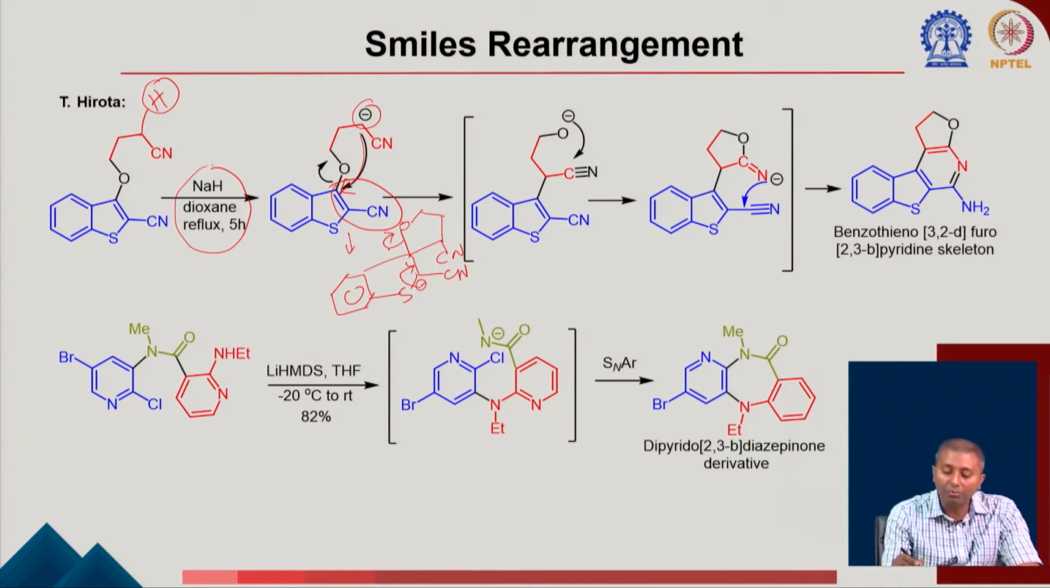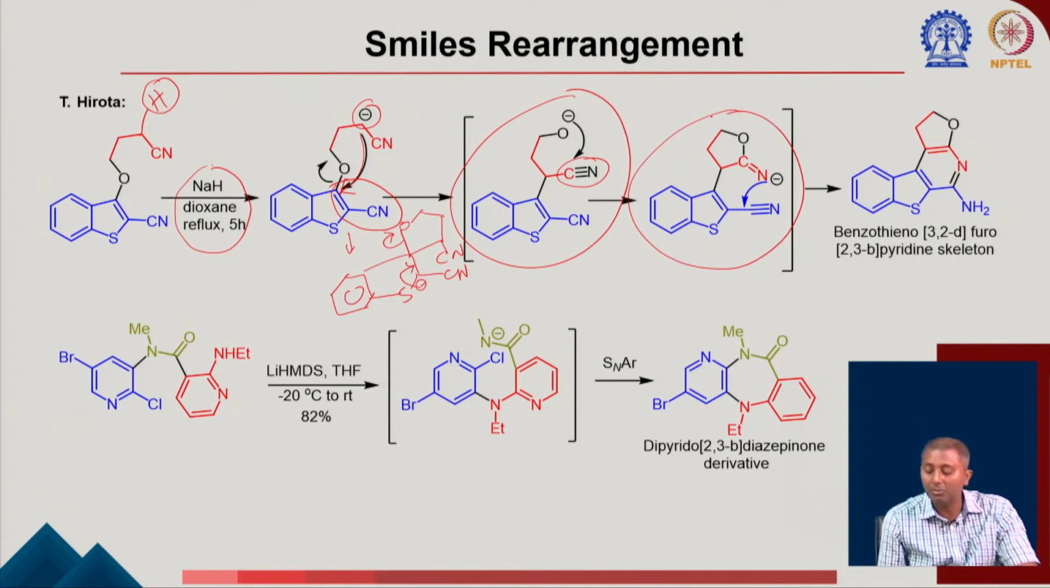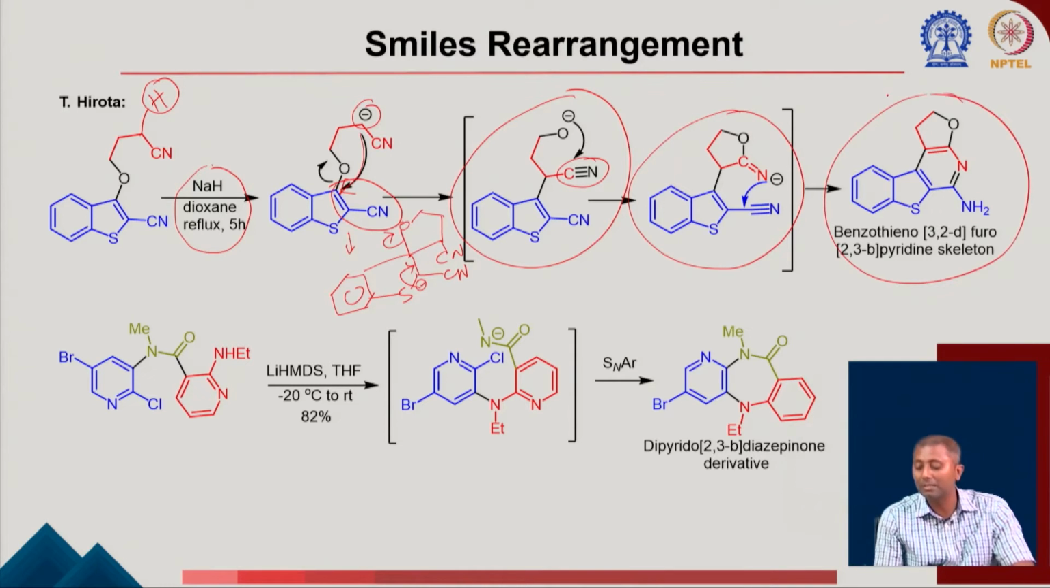That is going to form this type of O minus species here, which is now going to attack this cyano CN to form this species. Now, this N minus can attack another CN here, and finally through this condensation it is going to form this benzothieno furo pyridine skeleton. So, what is happening, one after another: first it is forming a stable carbanion, then it is attacking one after another cyano group, and then forming this product. There is another example here.